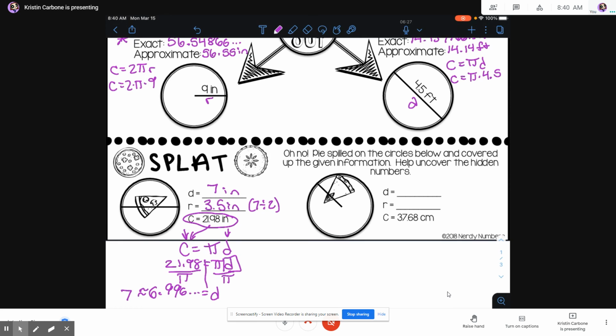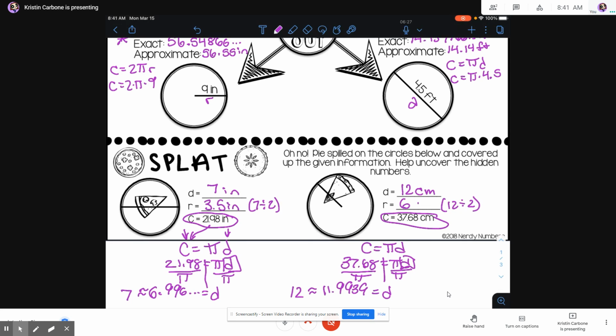Now we're going to do it again. Start out with c equals pi d. This time, our circumference is 37.68 equals pi d. And then to solve for d, we need to divide both sides by pi. So we get d equal to 37.68 divided by pi, which is 11.9939, which we're going to say is approximately 12. So our diameter is 12 centimeters, means our radius is 12 divided by 2, which is 6 centimeters.